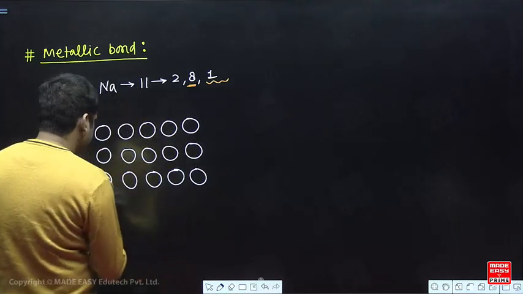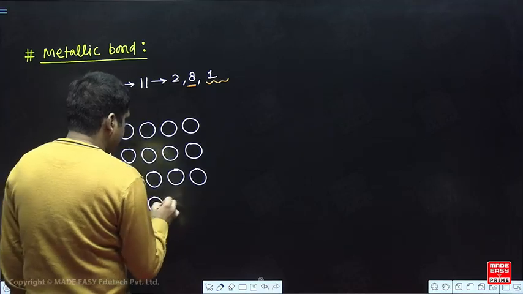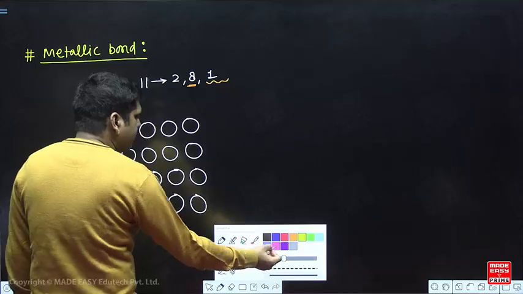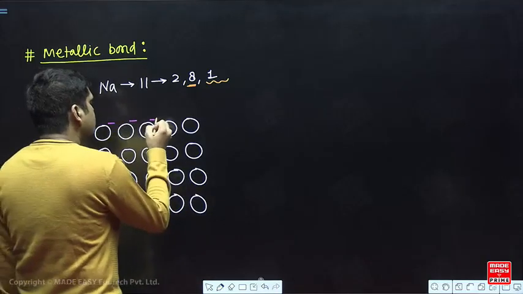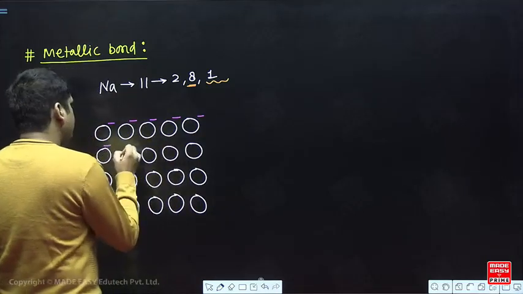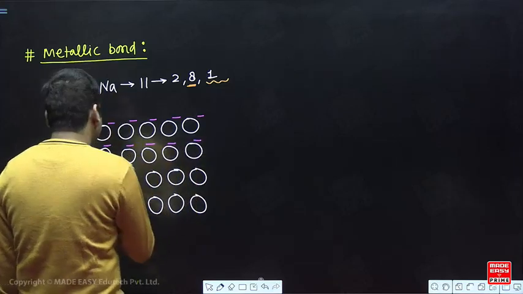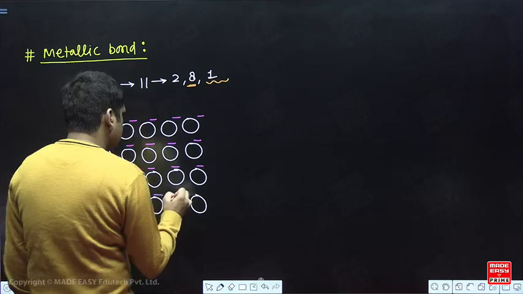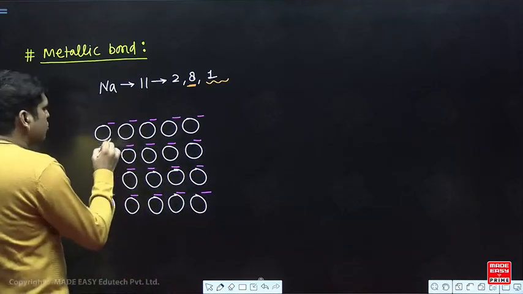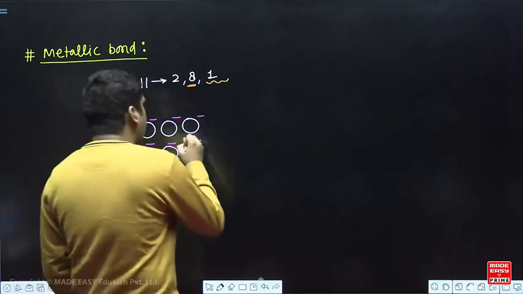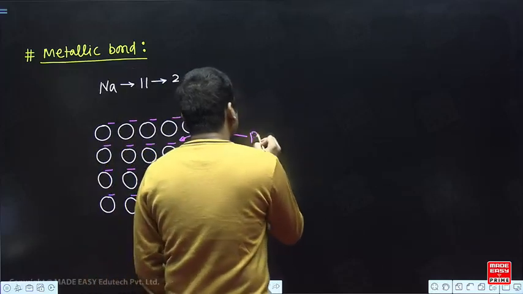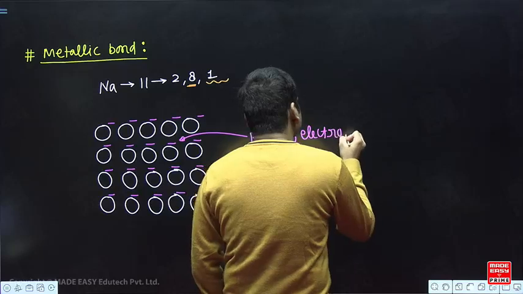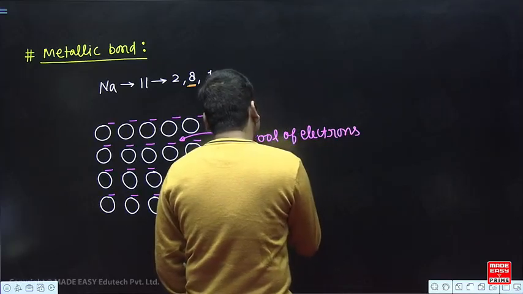These are sodium atoms. All of these atoms have a tendency to give up their outermost orbit electrons. So they have given up their outermost orbit electrons. Now in this whole region you have a pool of electrons, which is known as the electron cloud.